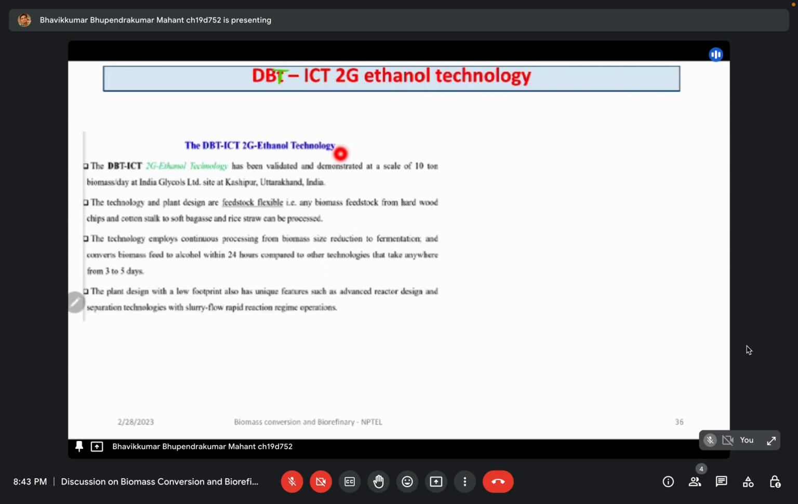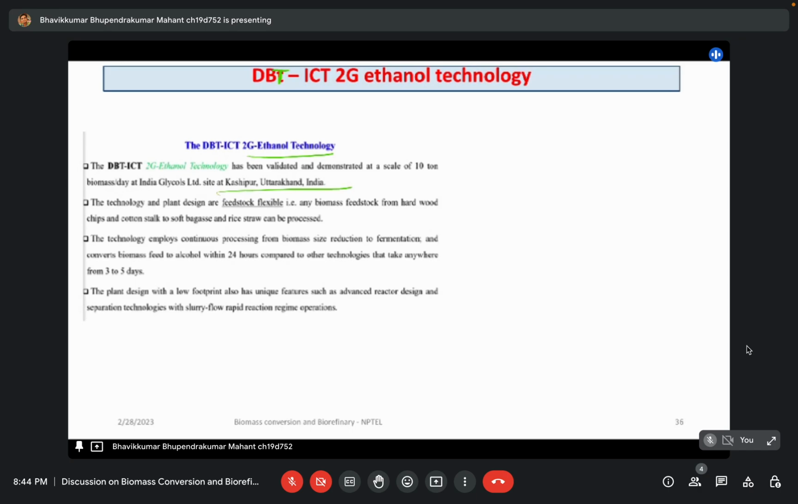Then we will close our discussion. There are two different kinds of technology about which there are some questions. Many technologies are mentioned, but out of these two, one was developed in India. The Department of Biotechnology and the Institute of Chemical Technology developed the 2G ethanol technology. It is validated and demonstrated at 10 tons per day at Kashipur, Uttarakhand, at Indian Glycols. This is a very good success story from India itself, and it is a proud moment.